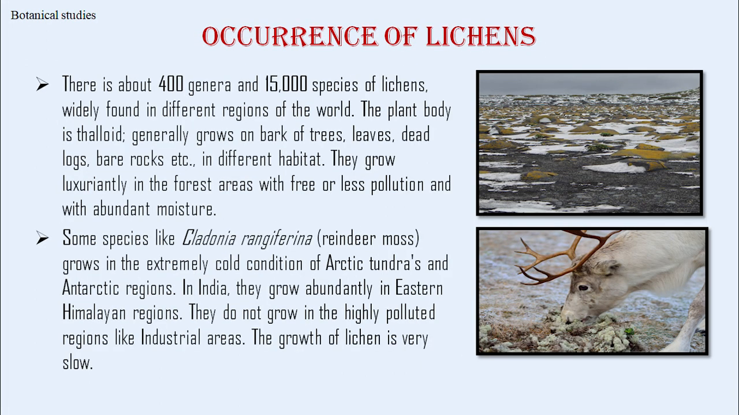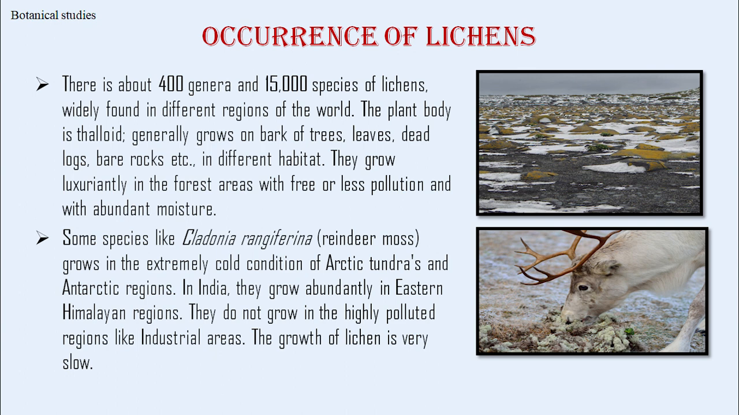Occurrence of lichens. There are about 400 genera and 15,000 species of lichens widely found in different regions of the world. The plant body is thalloid, generally growing on bark of trees, leaves, dead logs, bare rocks, etc. in different habitats. They grow luxuriantly in forest areas with little or no pollution and with abundant moisture.